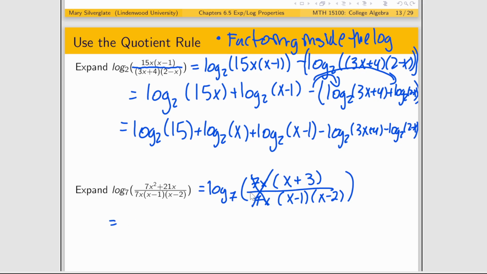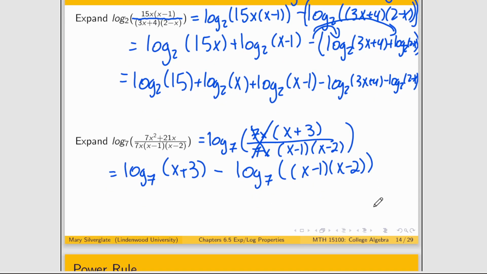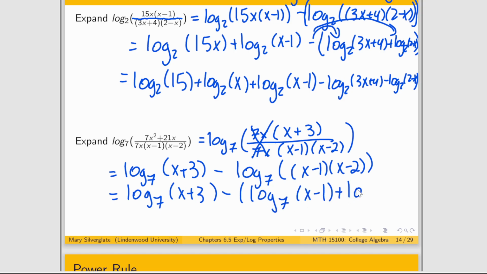So this large division turns into subtraction outside the log. So we have log base 7 of x plus 3 minus log base 7 of x minus 1 times x minus 2. Then you want to break up this multiplication inside this log, and keep in mind that this subtraction will still be attached to the whole thing. So we have log base 7 of x plus 3 minus parentheses log base 7 of x minus 1 plus log base 7 of x minus 2. And then we want to make sure to distribute that subtraction to both.